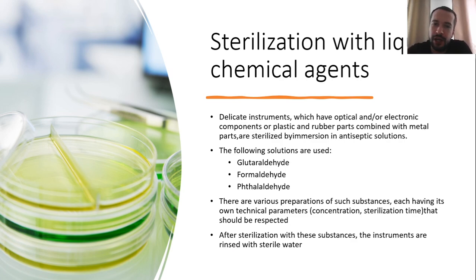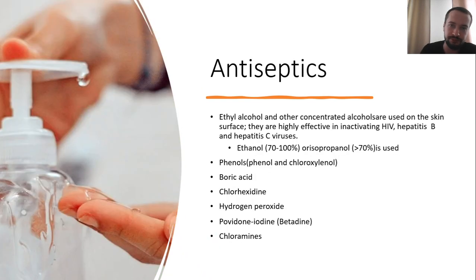Sterilization with liquid chemical agents. Delicate instruments which have optical and/or electronic components or plastic and rubber parts combined with metal parts are sterilized by immersion in antiseptic solutions. The following solutions are used: glutaraldehyde, formaldehyde, and phthalaldehyde. There are various preparations of such substances, each having its own technical parameters that should be respected. After sterilization with these substances, the instruments are rinsed with sterile water.